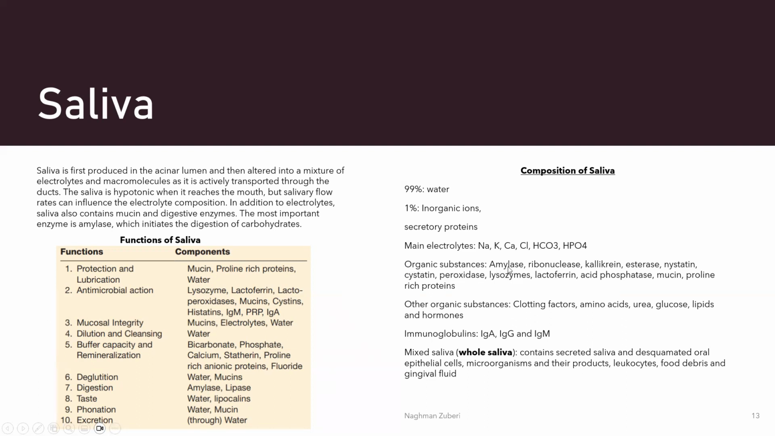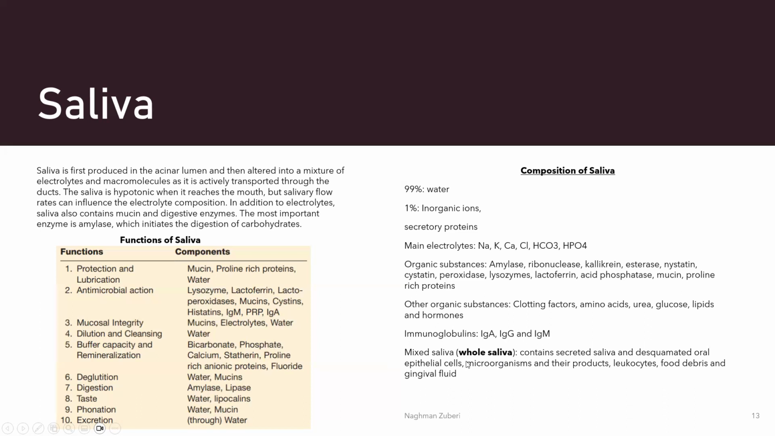Organic substances: amylase, ribonuclease, callicarin, esterases, nystatin, cystatin, peroxidase, lysozyme, then lactoferrin, acid phosphatase, mucin, proline-rich proteins. Other organic substances are clotting factors, amino acids, urea, glucose, lipids, and hormones. Immunoglobulins like IgA, IgG, and IgM are also present.